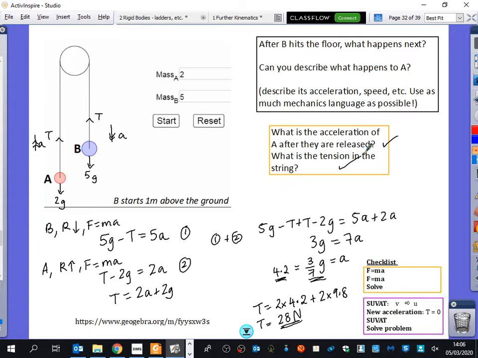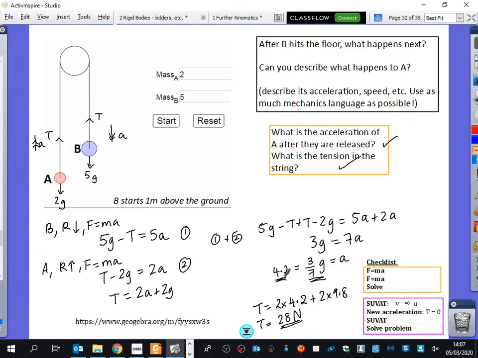The 4.2 is because 3 over 7 times 9.8 is 4.2. Could have done it in terms of g. I've put both options in there just in case later on one of them is going to be more convenient than the other one. So that's all what you've been doing so far for homework and what we did last lesson. You did equation of motion, solve.